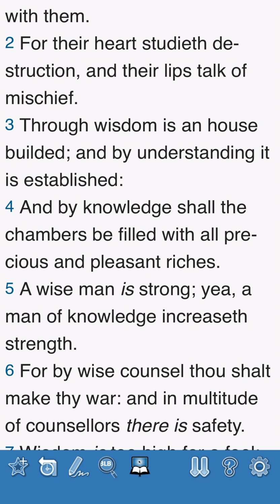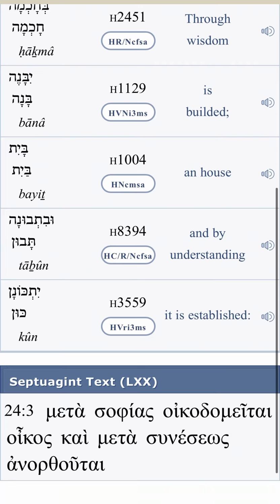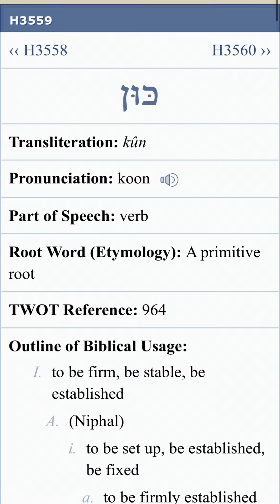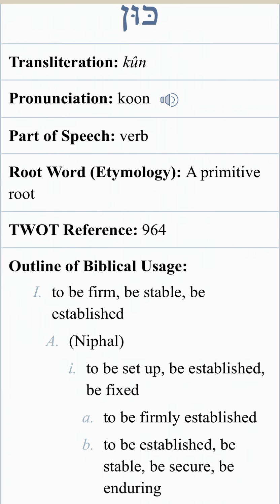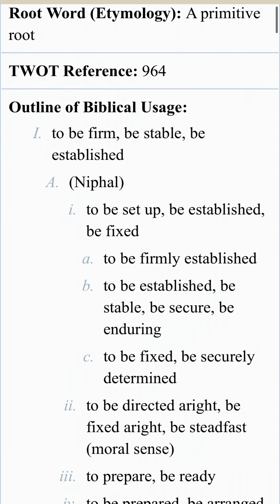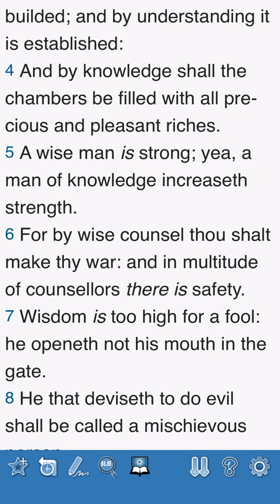Verse 3, it says, through wisdom is an house builded. This is the correct way that we're supposed to build our houses, being our spirit, through wisdom. It says, and by understanding it is established, by the true wisdom, knowledge, and understanding of the scriptures, it's established. That's ultimately the true foundation right there. Established, it says, kawan, to be firm, be stable, be established, be secure. We ultimately secure ourselves and direct ourselves aright by essentially subscribing to this truth.